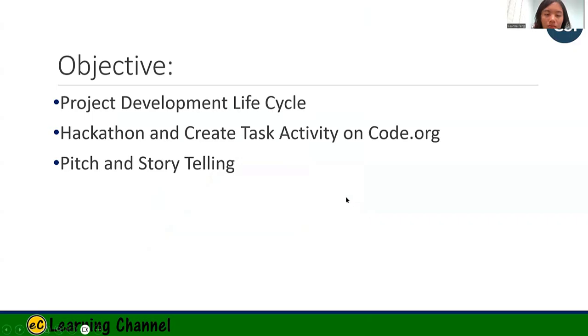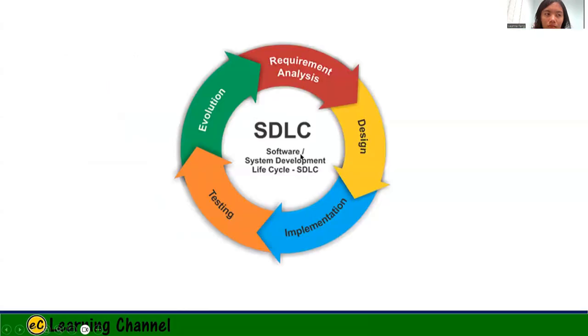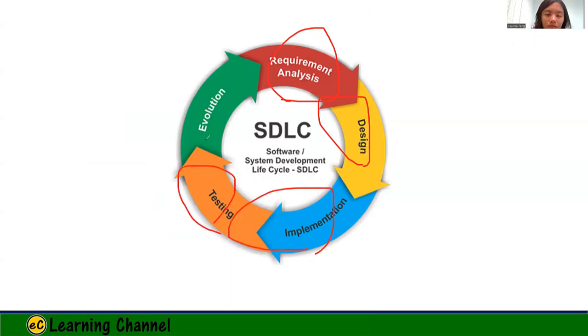First thing you need to know is the project development life cycle. You do requirement analysis, you do design, you do implementation, you do testing, and then you do maintenance and evaluation. This we call SDLC, software development life cycle. You need to remember that.